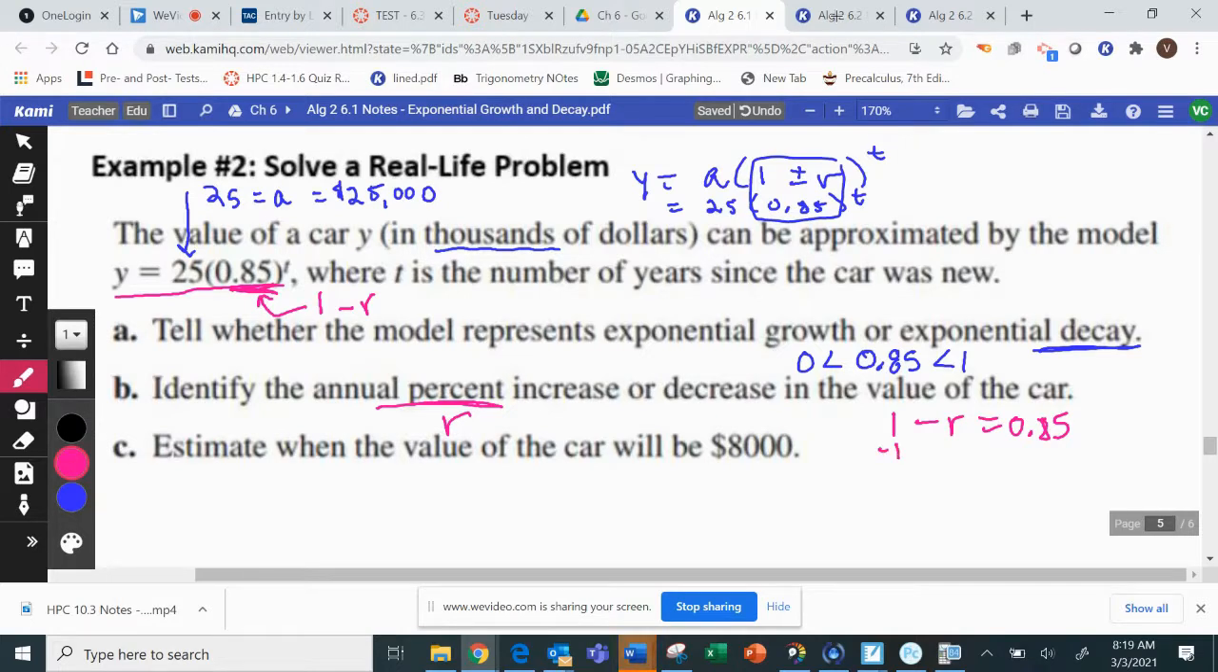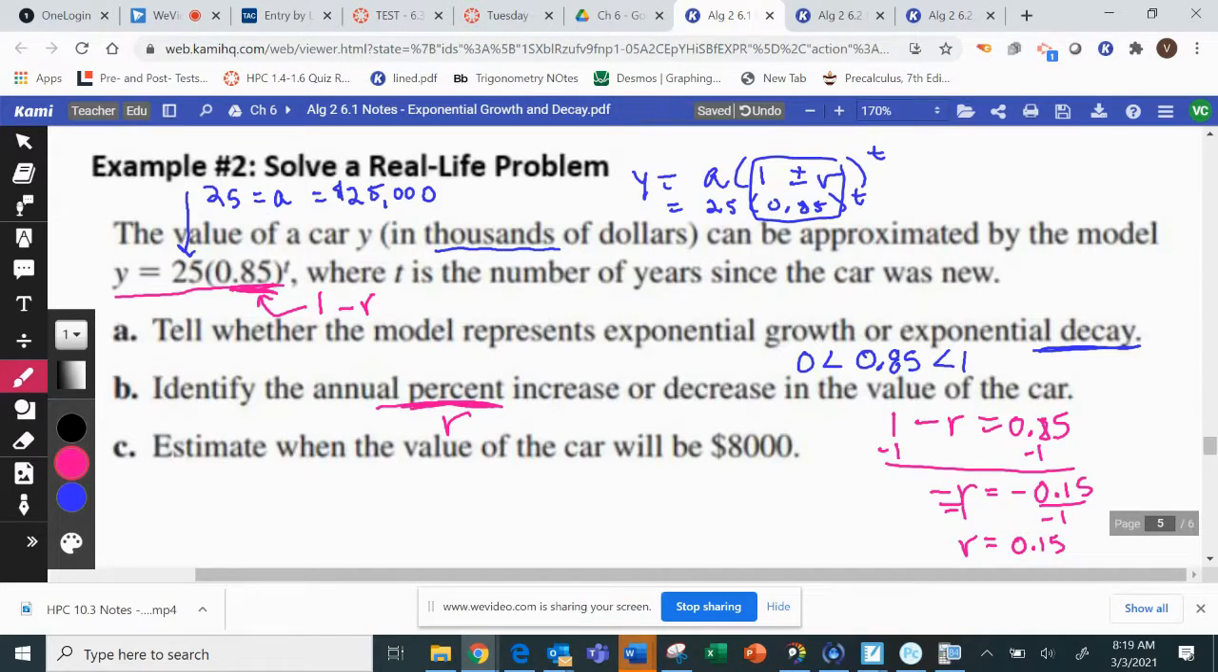Subtract 1. So I subtracted 1. Oops, I didn't subtract correctly. And then divide by -1. Okay. So what is my R value? 0.15. Now, I want to know the annual percent increase or decrease.